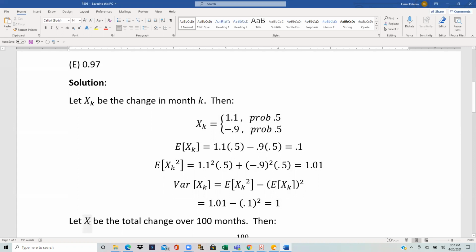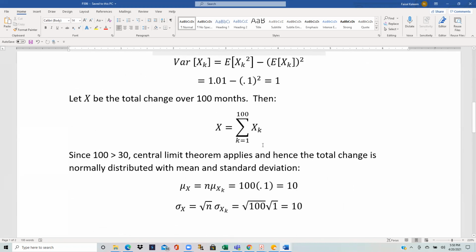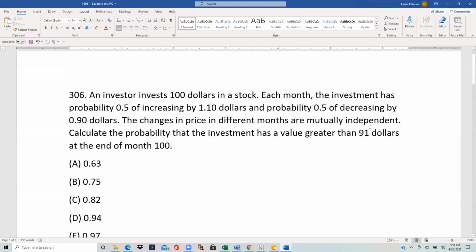Now we are interested in the total change over 100 months, because overall we want the investment value greater than $91. We started with $100 and we want the final amount to be greater than $91. So that's the same thing as saying that the total change is greater than negative $9, because if the final amount is 91 and the initial amount is 100, then the change is 91 minus 100 equals negative 9. We'll come back to this again later in the problem. Right now, my point is that we are interested in the total change.